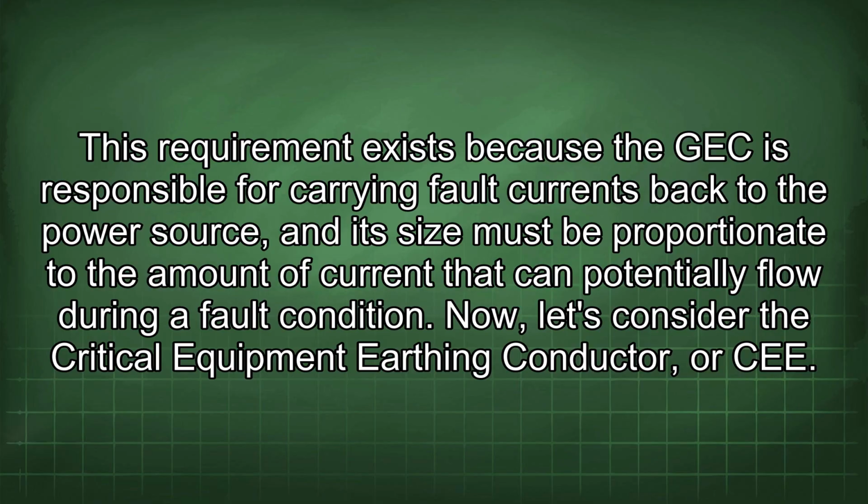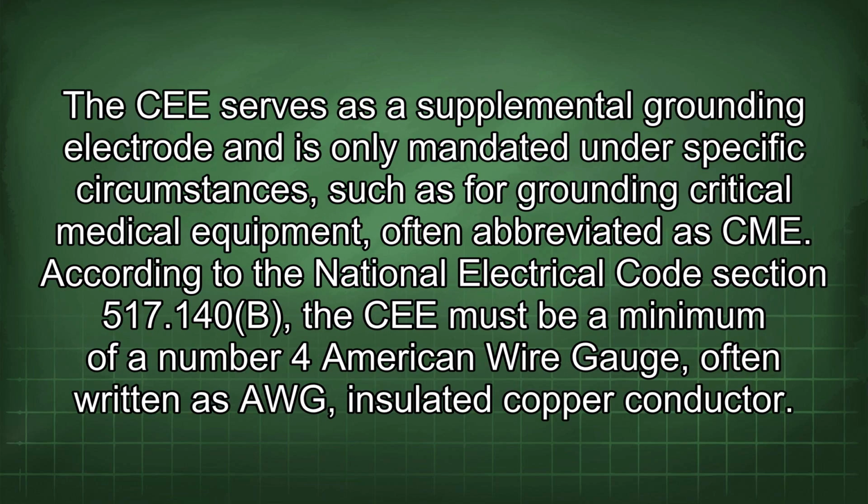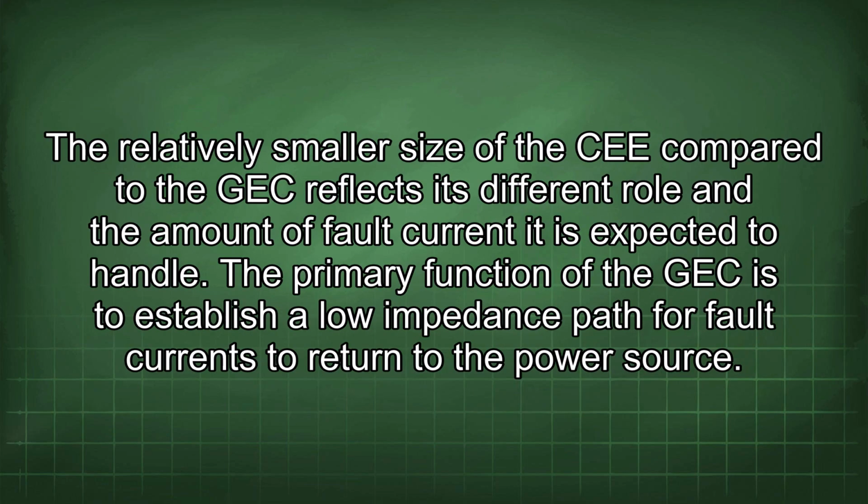Now let's consider the critical equipment earthing conductor, or CEE. The CEE serves as a supplemental grounding electrode and is only mandated under specific circumstances, such as for grounding critical medical equipment, often abbreviated as CME. According to the National Electrical Code Section 517.140b, the CEE must be a minimum of a number 4 American wire gauge, often written as AWG, insulated copper conductor. The relatively smaller size of the CEE compared to the GEC reflects its different role and the amount of fault current it is expected to handle.